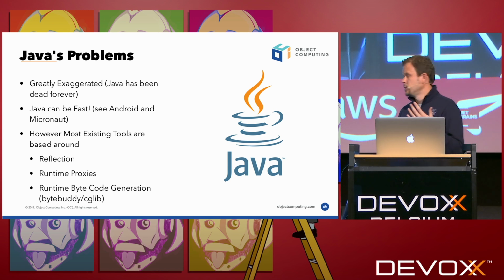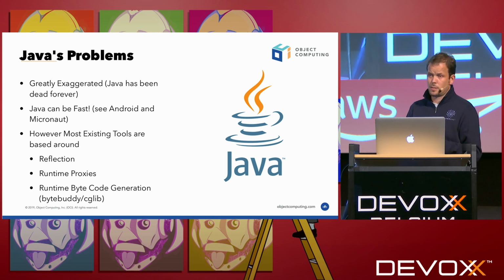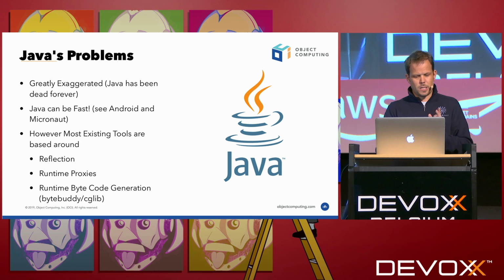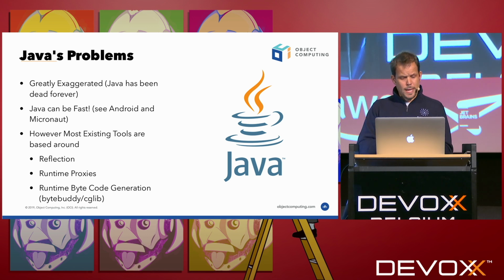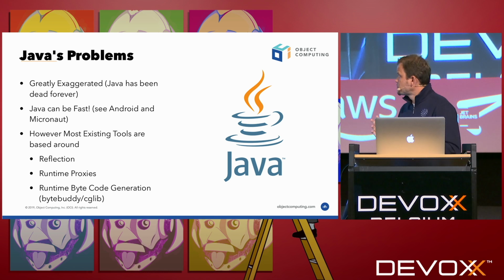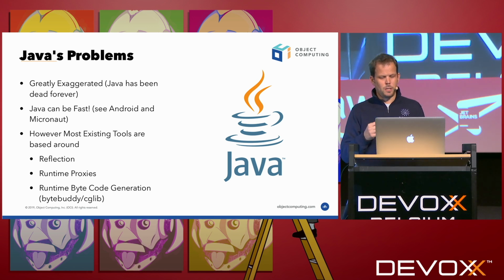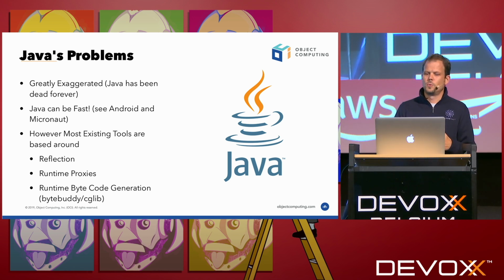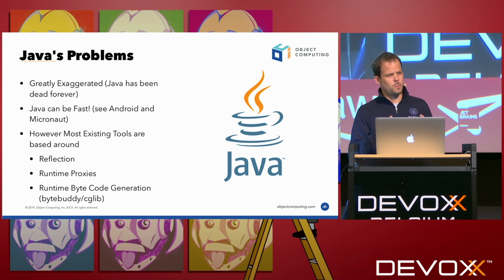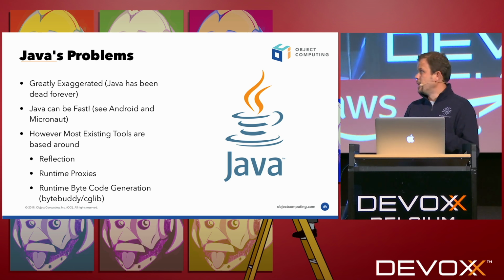Because Java's problems, in general, for microservices are greatly exaggerated. People have been stating that Java is dead forever, and Java can be very fast. I know it's not the normal virtual machine, but the fact that it's used as the language for Android, which has similar requirements to microservices in terms of wanting low memory footprint and fast startup, is testament to the fact that Java is very flexible and can be used in a number of different scenarios.